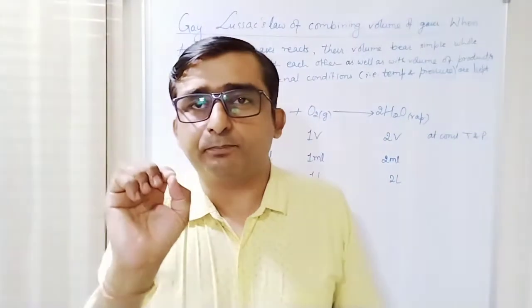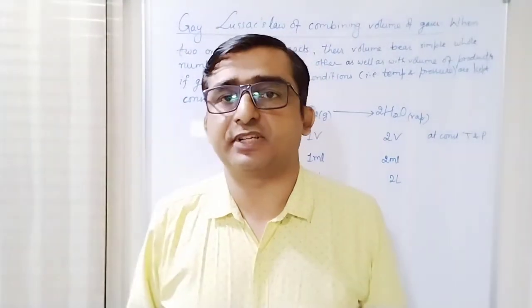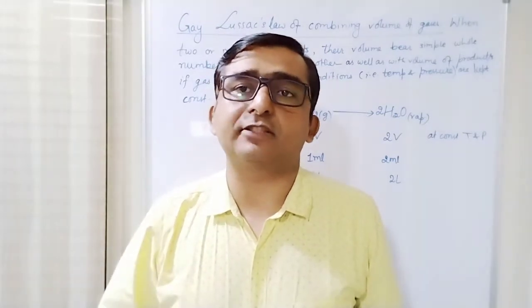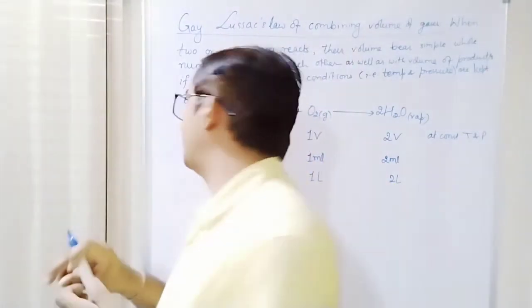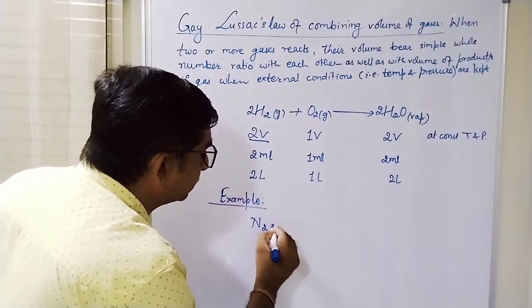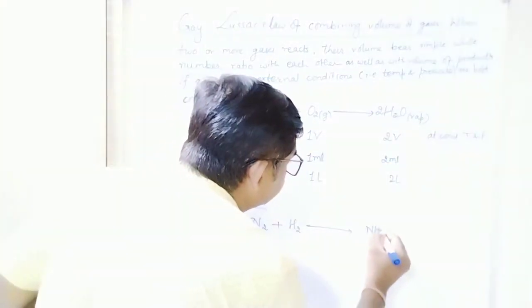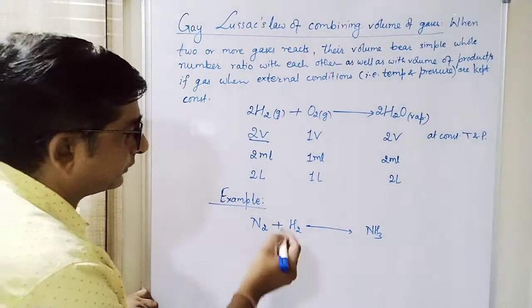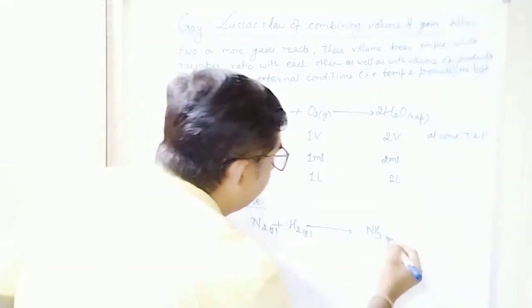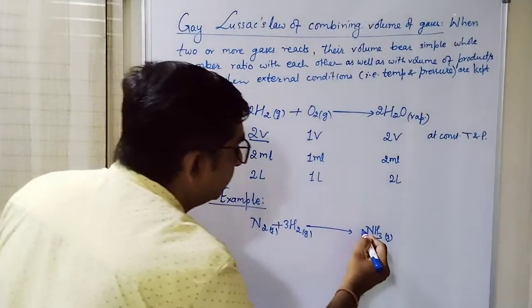Let's see one problem where we'll be asked what will be the volume of this particular substance, either formed or the particular gas, how much of it will be needed. So I'll just give you one example. Example: nitrogen reacts with hydrogen to give you ammonia. So first of all, you need to balance it. It is a gas, this is also a gas, and this ammonia is also a gas. If you balance, you will have to put 3 here, and 2 here.